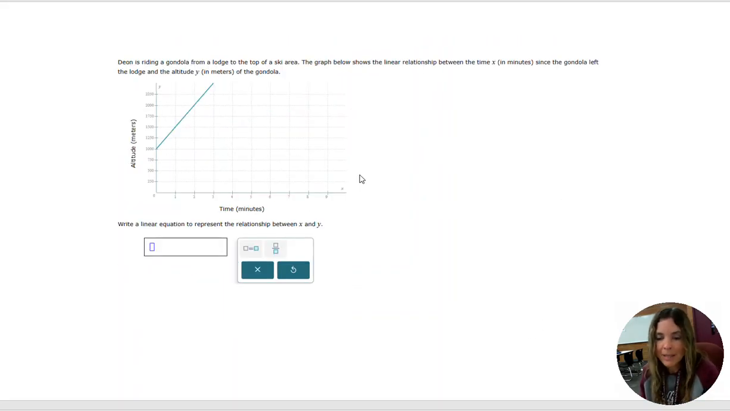Okay, and then let's go ahead and just do one more example, and then I think you'll be ready to do your Aleks assignment. Dion is riding a gondola from the lodge to the top of the ski area. The graph below shows the linear relationship between time x, since the gondola left the lodge, and altitude y in meters of the gondola. Write an equation to represent the linear relationship between x and y.